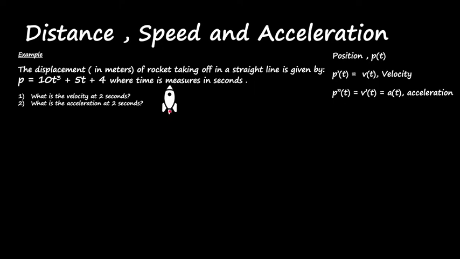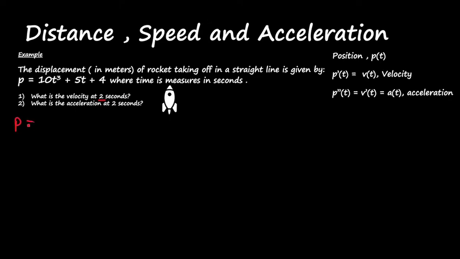So how are we going to work this out? Well, if this is an equation for the displacement, that will give us the position. And we know from before that the derivative of position is velocity. So what we need to do is differentiate this expression and then put in our time for 2 seconds. So let's just go ahead and do that.